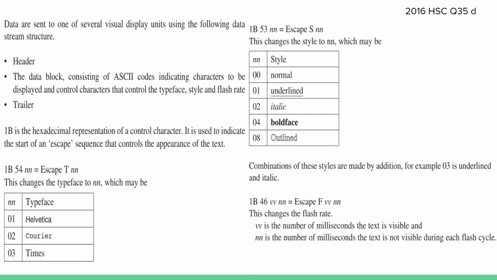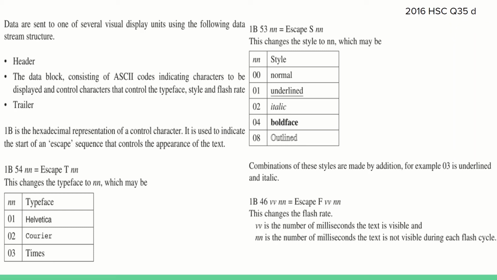This question sucks because this was a whole A4 page of information just for a very long question. Now, we are told lots of different things. We're told that we have a header, we have a data block, and then we have a trailer. They're nice enough to give us that information in case you forgot the 3 parts of the data stream.